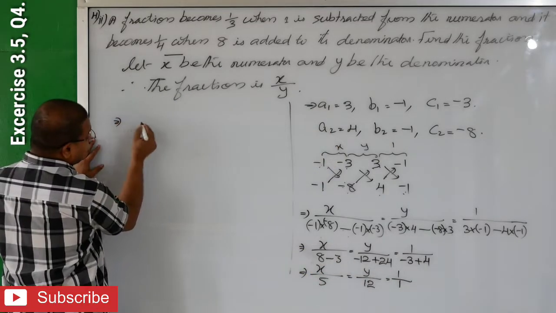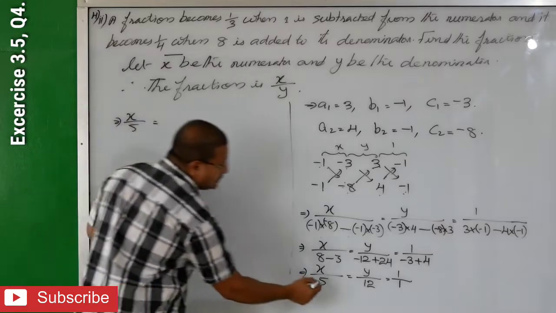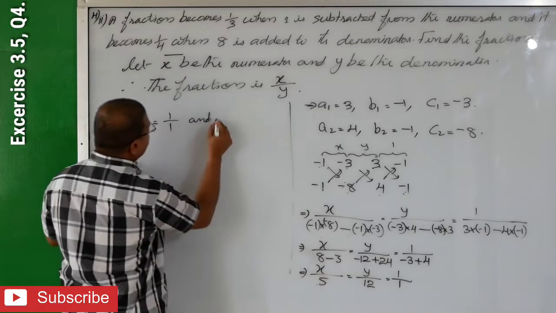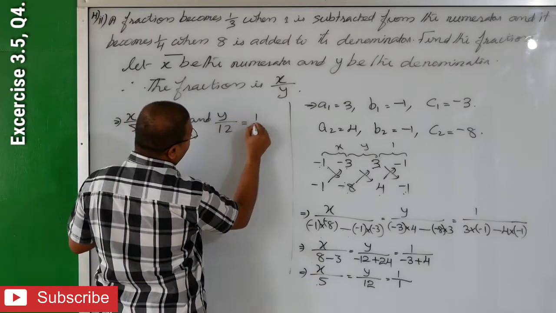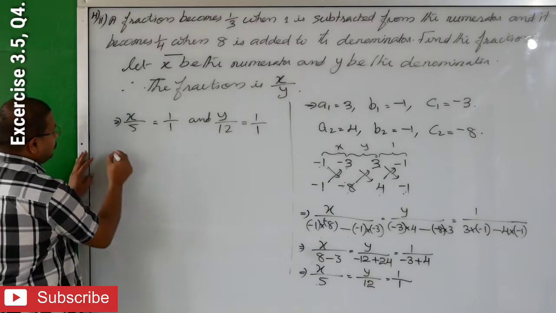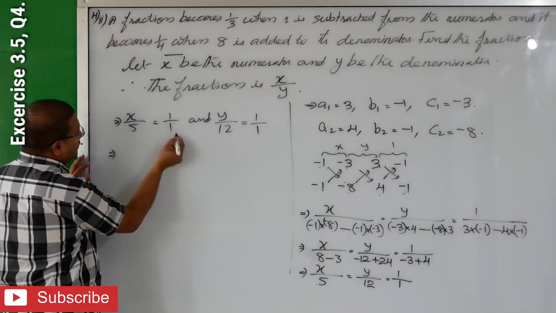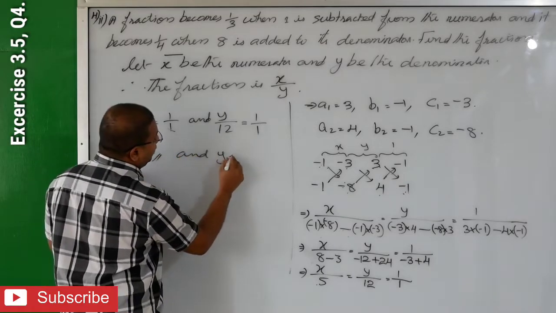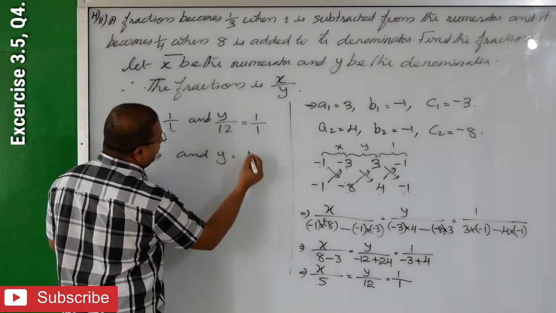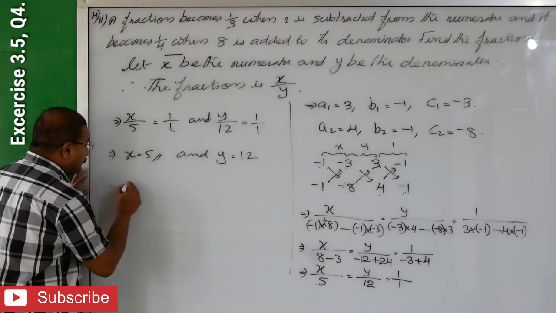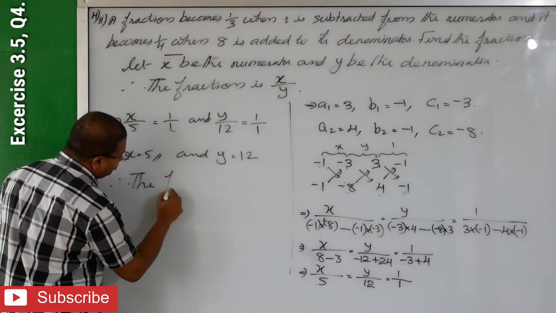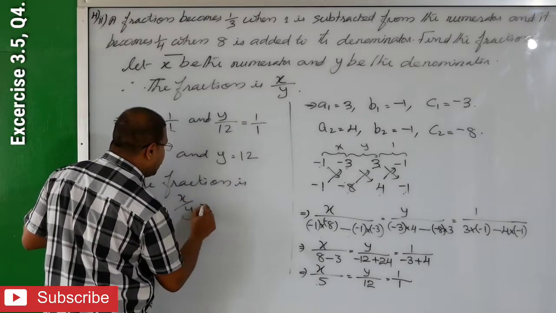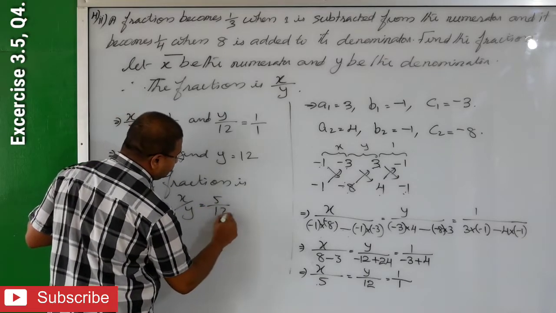Ready? This implies x by 5 equals first and last 1 by 1, and second and last, what is that? Y by 12 equals 1 by 1. Ready? This implies cross multiplying, x into 1, x equals 5 into 1, 5, and y into 1, y equals 12 into 1, 12. Ready? Therefore the fraction is x by y equals, x is 5 and y is 12.